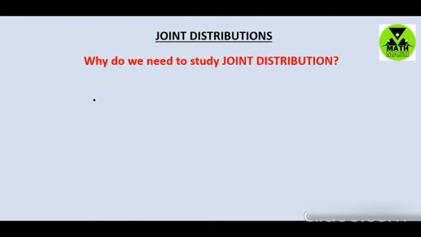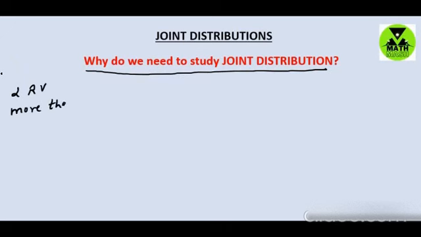Okay, let's start with the concept of the joint distribution in detail. So the question arises, why do we need to study joint distribution? Basically, what happens in real life is that sometimes we may wish to study two random variables or more than two random variables simultaneously. So in these cases, the concept of the joint distribution comes into the picture.